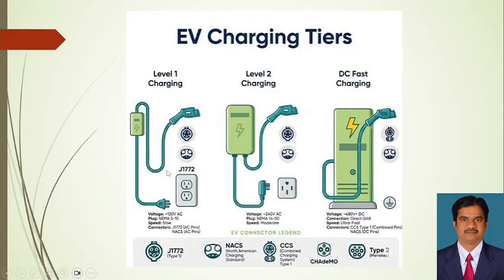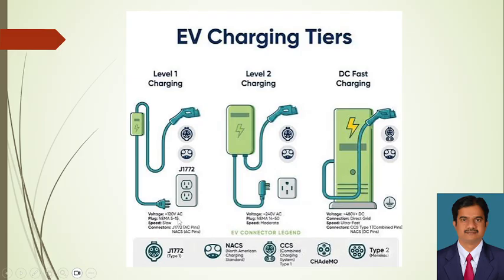This picture shows the EV charging types: level 1 charging, level 2 charging and DC fast charging. The size also increases, because level 1 is for lower applications, lower wattage. Level 2 is the medium, and DC fast charging is the highest, with higher voltage. So it is shown here.